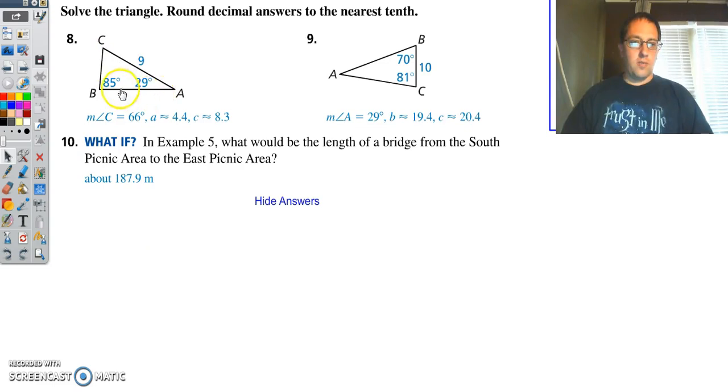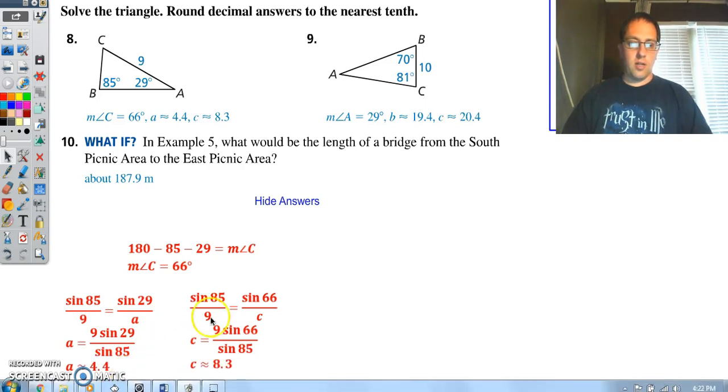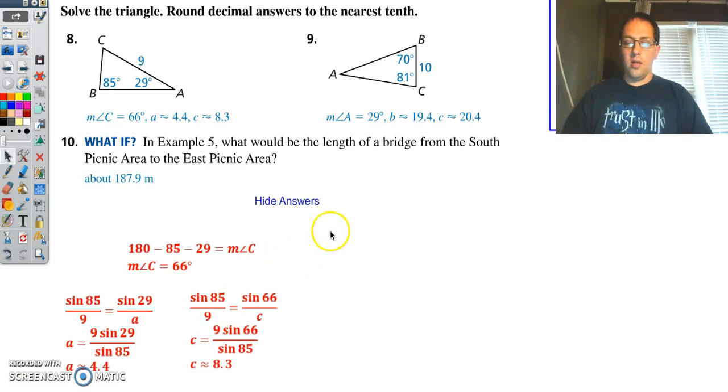So number 8, we've got two angles. We need to come up with that third angle. We've got two of them, we can do that easy. So we'll do that first, and then we'll do our law of sines to come up with these two missing sides. So first, we're going to subtract those two angles from 180. So the measure of angle C is 66 degrees. And then we're going to set up our two proportions. So there's our proportions. And then we just cross multiply and divide. And we work those out. And there they are. All right.